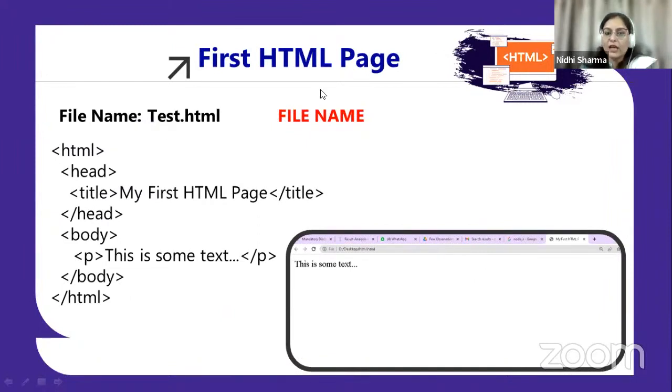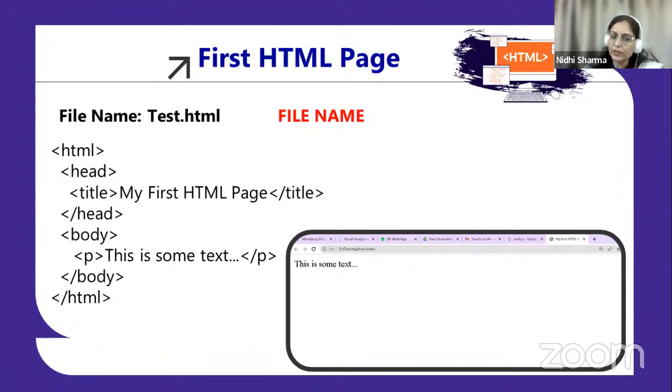So let us start our first HTML page. Over here, I have given the file name as test.html. The extension is .html. The first tag will be the HTML tag. Second is head. Now this HTML is not case sensitive.